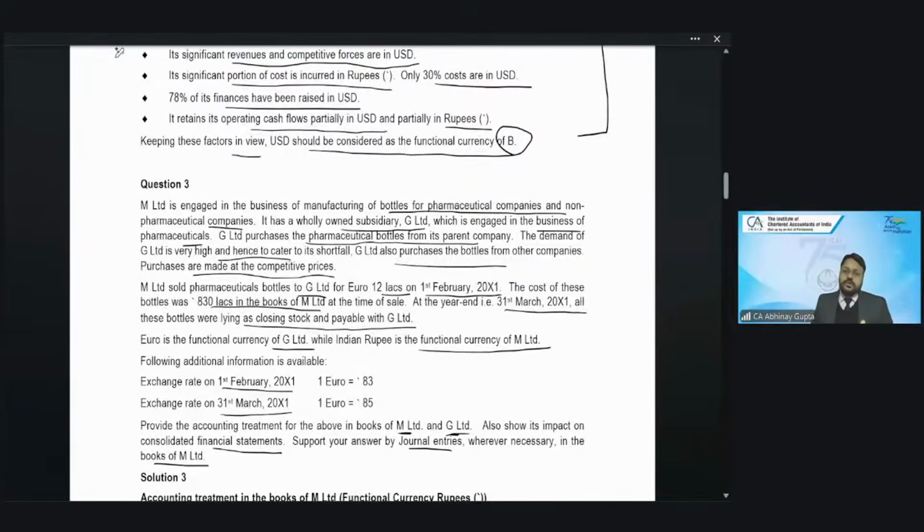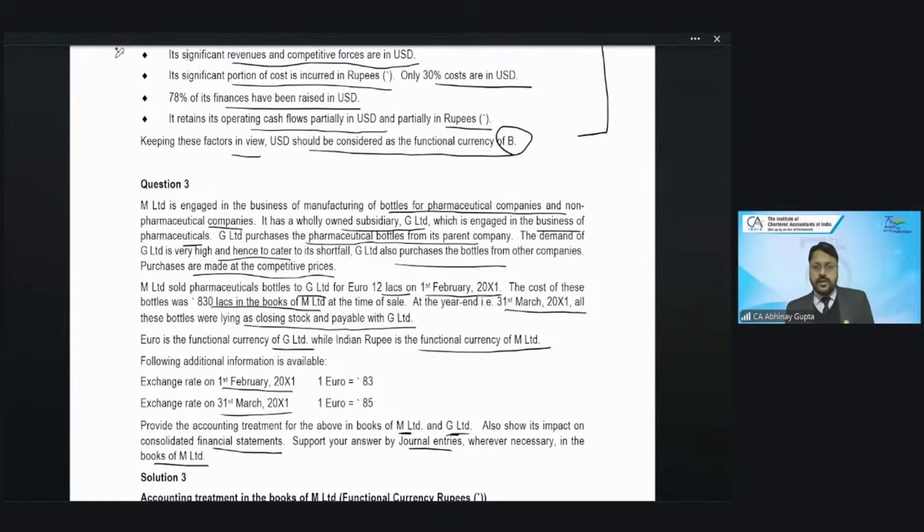So you need to do the accounting in the books of M Limited. You need to do the accounting in the books of G Limited. That is, the journal entries for both the books you need to pass. And also in the consolidated financial statements, how this would be recorded, that also you need to tell. Whatever journal entries you prepare, you need to support your answer on the basis of Ind AS 21 guidance, right?